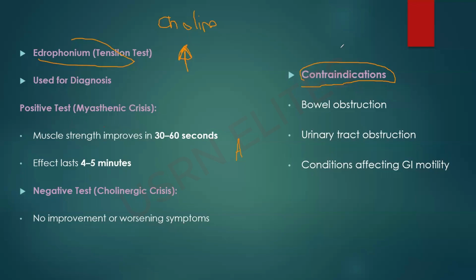Please, I'm confused on one thing here. When you come to the left side, you said muscle strength improves within 30 to 60 seconds and the effect lasts for 4 to 5 minutes. So after 4 to 5 minutes, will the muscle be weakened again? It will not stay forever. After some time, it has a short duration, like it's short acting. Okay. Thank you.